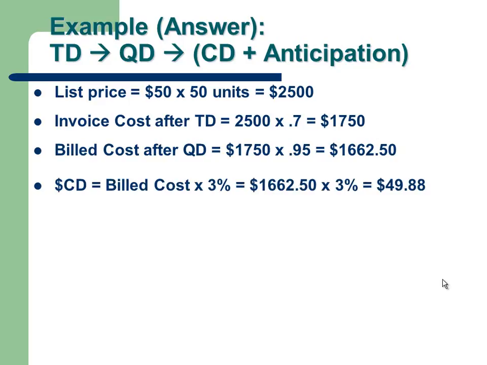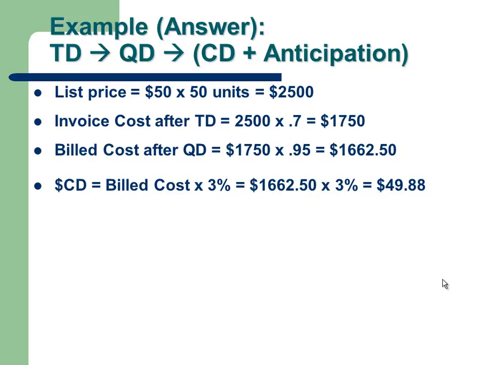Now that trade discount and quantity discounts are taken off, we're going to have to move to the cash discount and anticipation. First, the cash discount is 3%, right? 3/10 was the term, right? So 3% if you pay within 10 days from the invoice date. And the question said that the bill was paid in 8 days after the invoice date. So definitely the buyer is going to get the cash discount.